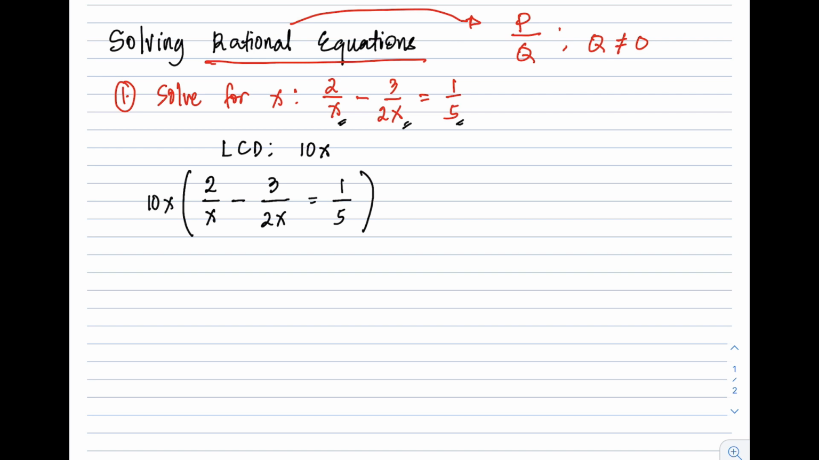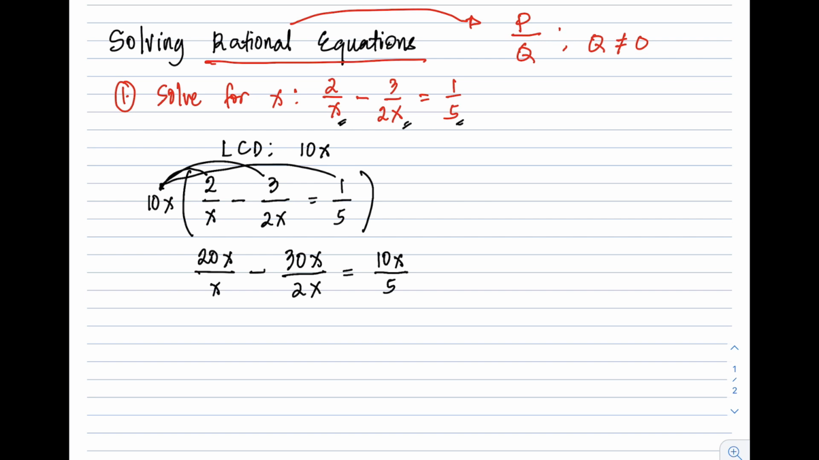Okay? So we have 10x times 2, that is 20x over x, minus 10x times 3, that is 30x over 2x, equals 10x times 1, that is 10x over 5. Next is we need to simplify.